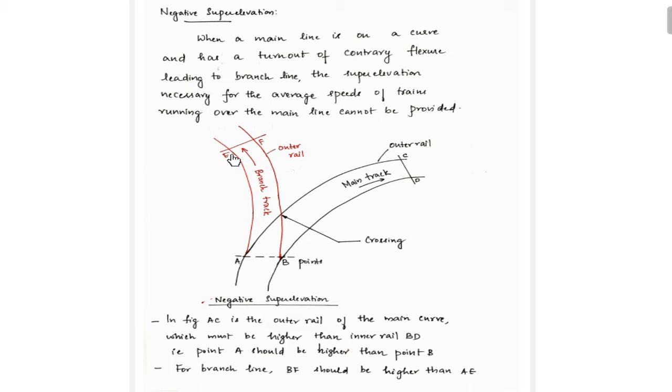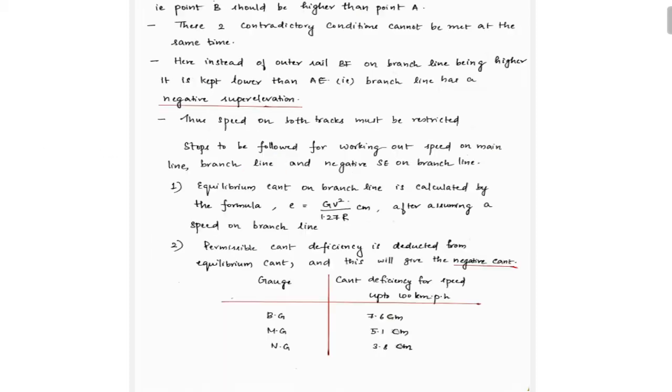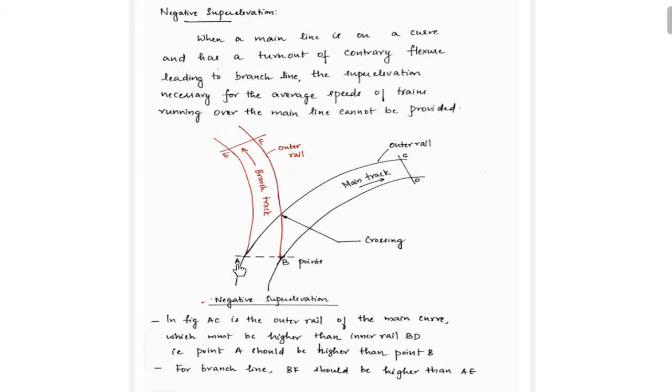Okay? Which implies that point B should be higher than point A. Just before I told you that for the main line, A point should be higher than B point. Now for the branch track, B point should be higher than point A. See here, this is the inner track and this is the outer track. So since this is the outer track, this point should be higher than this point.